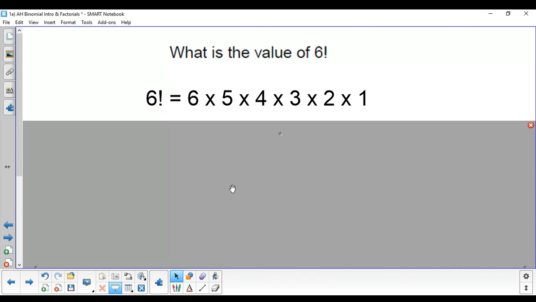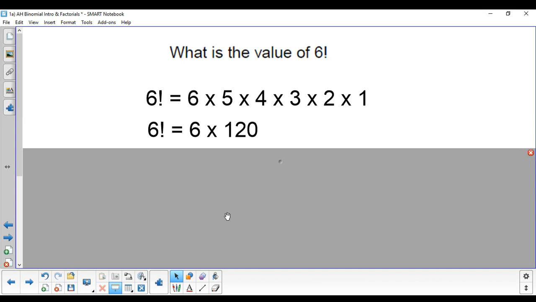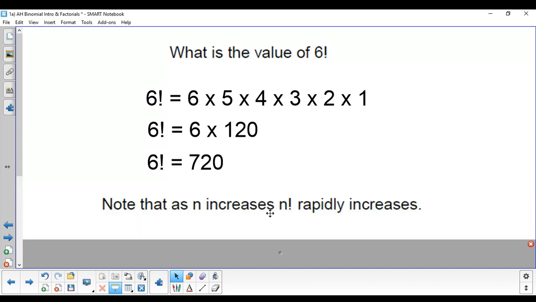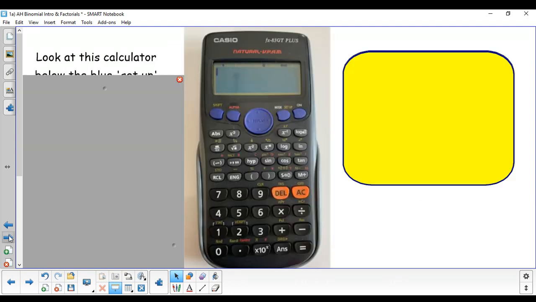Do you remember what the 5 factorial was? It was 120, and you get your answer. Okay? As n increases, the factorial increases rapidly. You could almost say exponential.